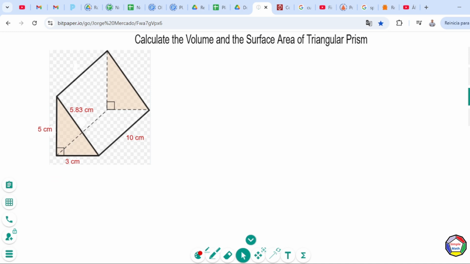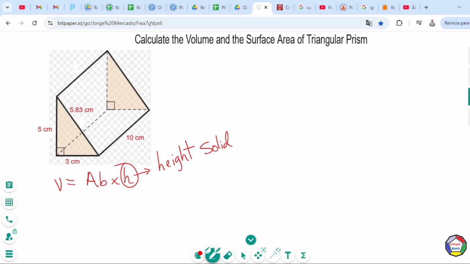The volume of a prism is the area of the base times the height. But this height is the height of the solid. And I want you to keep that in mind. This is the height of the solid. Okay? So in this case, it's going to be 10. Okie dokie. So let's begin. Remember, h is the height of the solid.